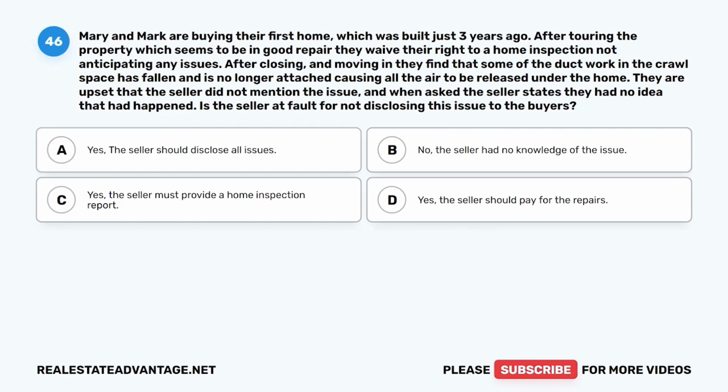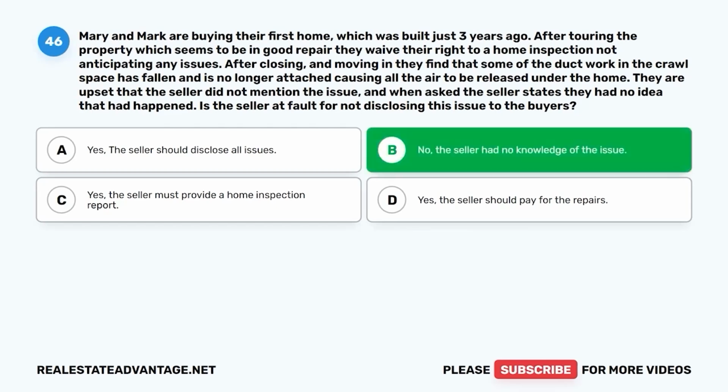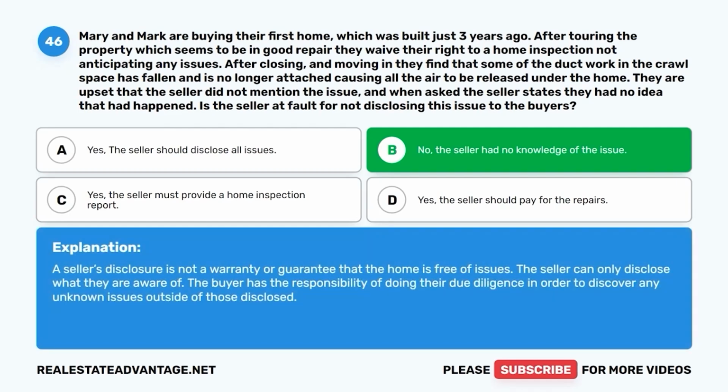A. Yes, the seller should disclose all issues. B. No, the seller had no knowledge of the issue. C. Yes, the seller must provide a home inspection report. D. Yes, the seller should pay for the repairs. The correct answer is B. No, the seller had no knowledge of the issue. A seller's disclosure is not a warranty or guarantee that the home is free of issues. The seller can only disclose what they are aware of. The buyer has the responsibility of doing their due diligence in order to discover any unknown issues outside of those disclosed.